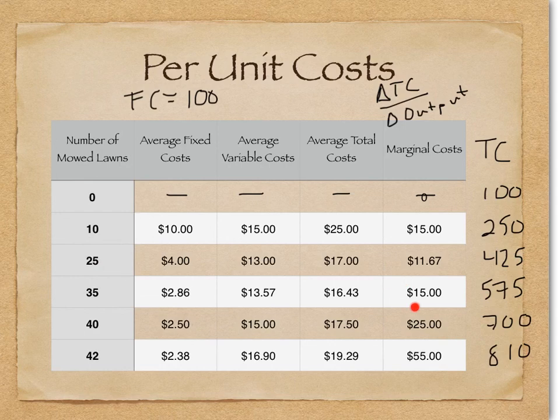So one last time, to arrive at a marginal cost of 15, we're going to take a look at the change in total cost, that is between 425 and 575, and divide that by the change in output, which is going to be the difference between 25 and 35. So if you can calculate those numbers, you're going to arrive at a marginal cost of 15. Double check the work for the remaining two options as well.